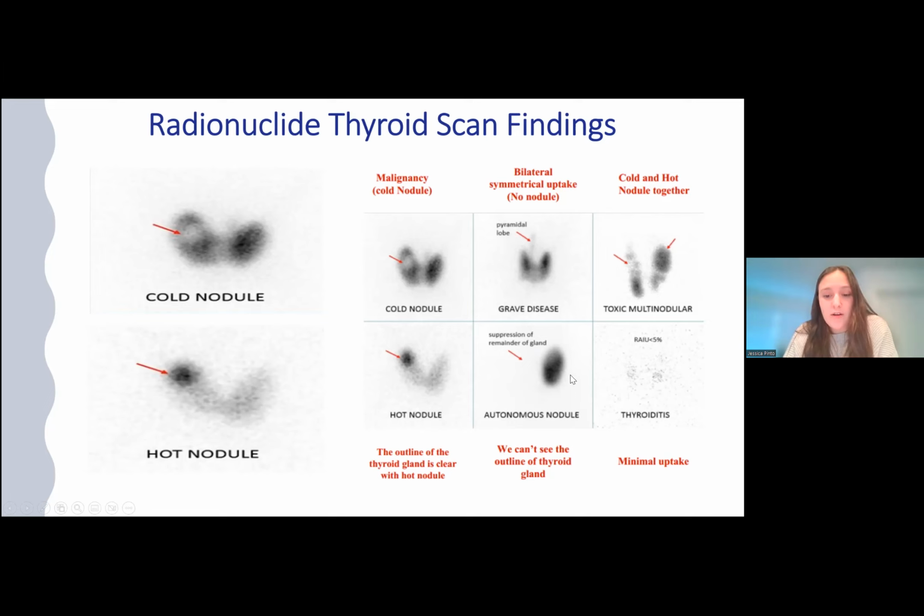Another example of a hot nodule. Something that's really interesting is you can have an autonomous nodule. This is the only radionuclide scan here where you don't see the entire contour of your thyroid gland. You just see this thyroid nodule. And so this thyroid nodule in some shape, way, or form is suppressing the remainder of the gland. And then in thyroiditis, you'll just see very little uptake diffusely throughout.